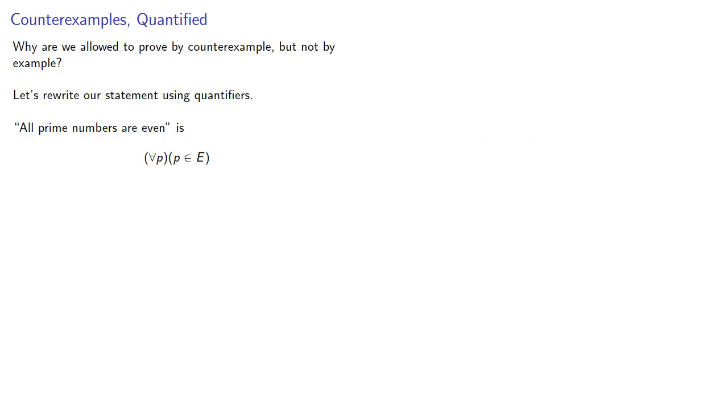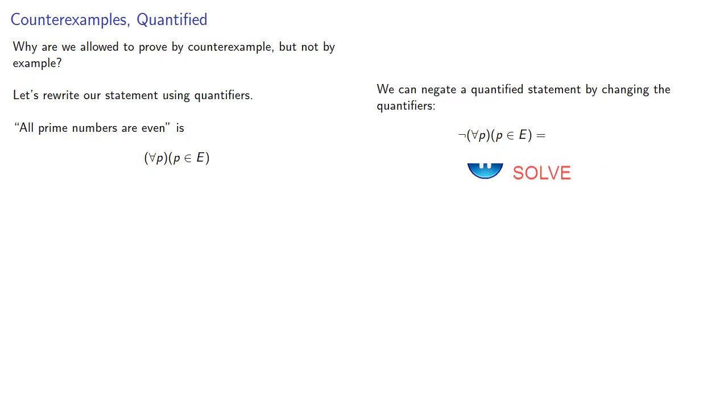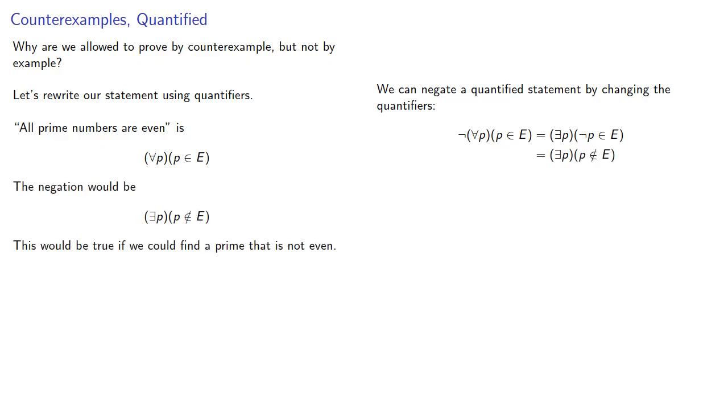Remember, we can negate a quantified statement by changing the quantifiers and negating the statement. So that becomes: there exists a prime that is not even. And since this is a there exists, this statement would be true if we could find a prime that is not even, and we can. So finding that single example satisfies the requirement that there exists, and so we only need a single counterexample.